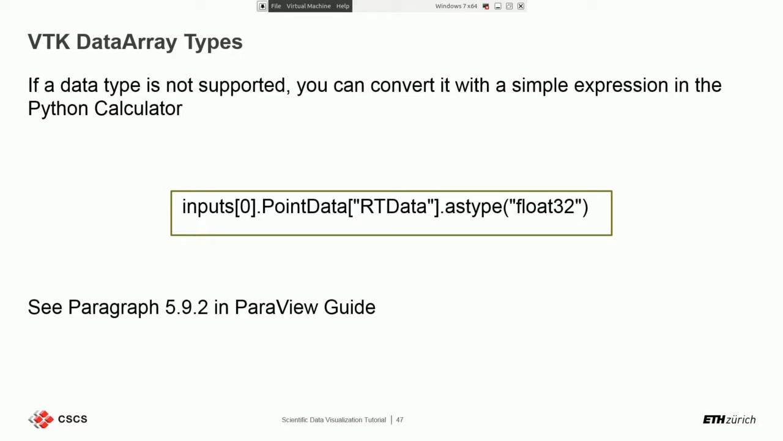For example, you could also do something very quickly without scaling and shifting using the Python calculator. Same syntax, inputs of 0, the point data. RTData is the typical scalar name from the wavelet source. So if you, on your laptop, get a wavelet, do this. This is a one-line thing in your Python calculator. And you output this as type floating point 32. More explanations in the guide, paragraph 592.